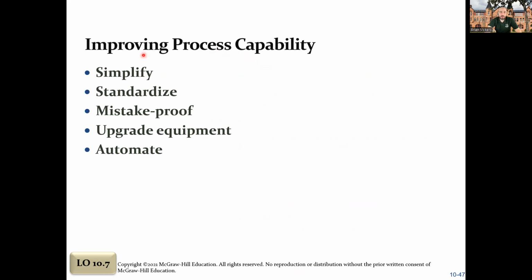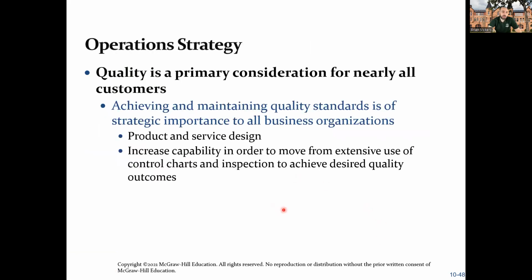To improve the process, you can simplify certain measures to make them standardized, mistake proof. Hard to make a mistake if there's fewer decisions to make. Keep your equipment upgraded, and then automate where you can. And finally, quality is a primary consideration for nearly all customers. They care about quality. I'm not just going to go buy something and then say that I don't care how well it works, right? So achieving that is one thing, but then maintaining those standards is another, and that is important to any organization.